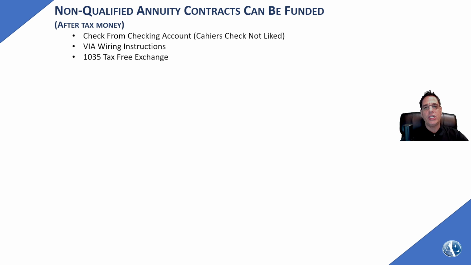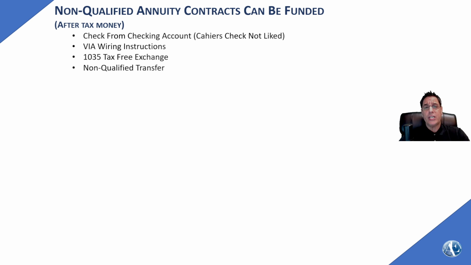A 1035 tax-free exchange is when you move, let's say you initially put in your 20,000 from your checking account. You've owned the annuity for three years or whatever the term was, and now you want to move to a new annuity. You don't take the money out because it'd be a taxable event on the gain. So you do a 1035 tax-free exchange from carrier to carrier and replace one annuity with a new annuity. That's called a 1035 tax-free exchange.